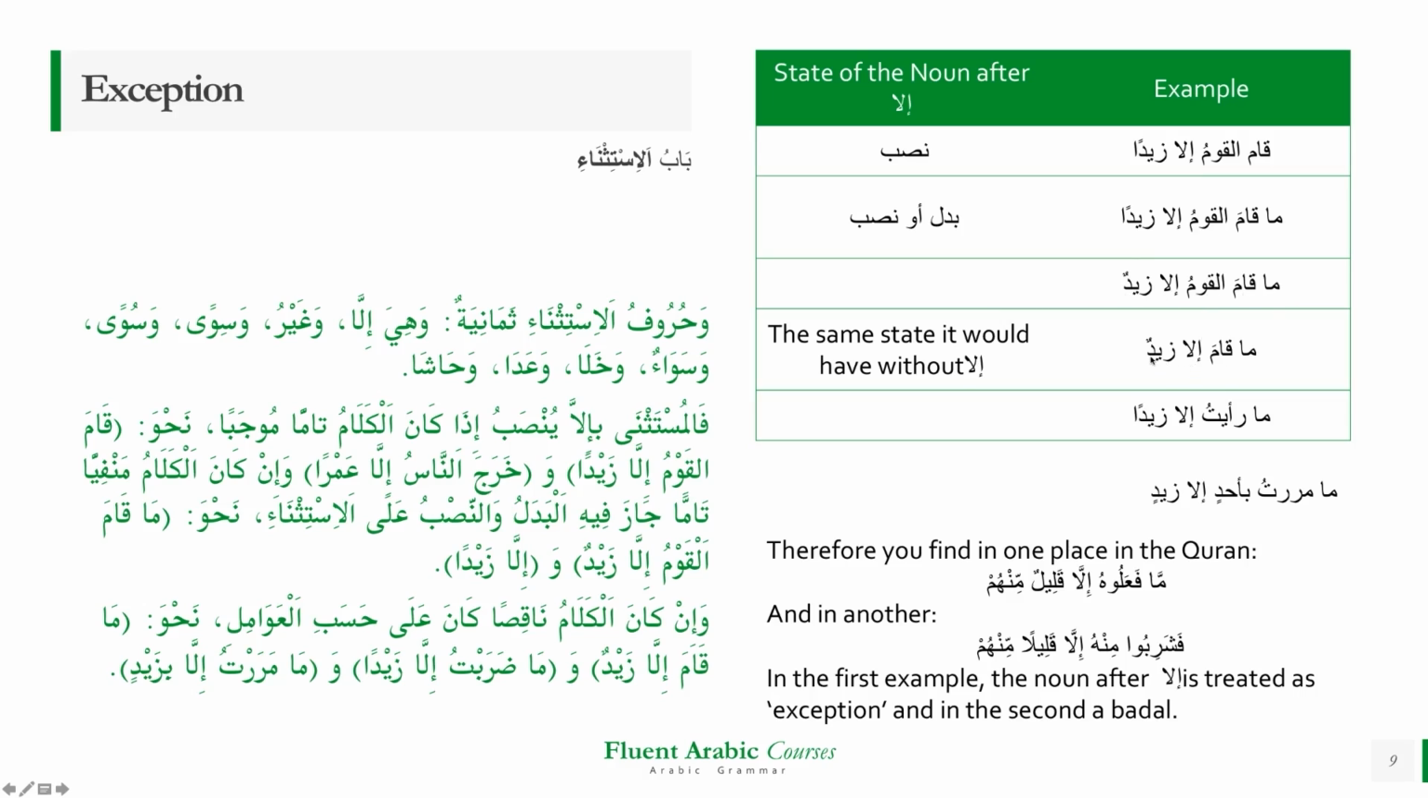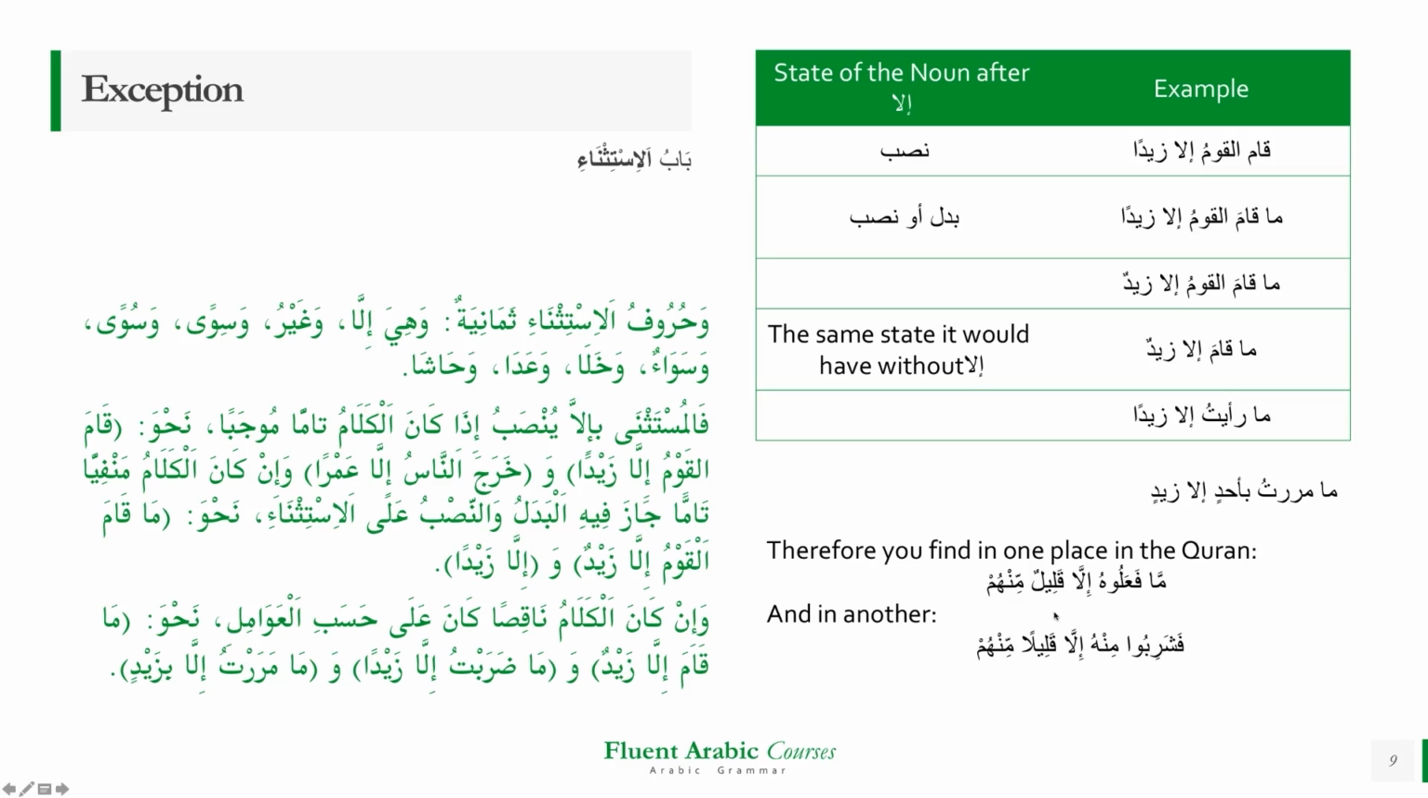ما قام إلا زيد. If the sentence is incomplete, إلا has no effect. It will take its normal i'rab in the sentence. ما قام إلا زيد. ما رأيت إلا زيدا. As a badal, if you look at this sentence, ما مررت بأحد إلا زيد. It is a badal, but why is it majroor? Because the element upon which the badal is made is in the state of jar or khafdh.